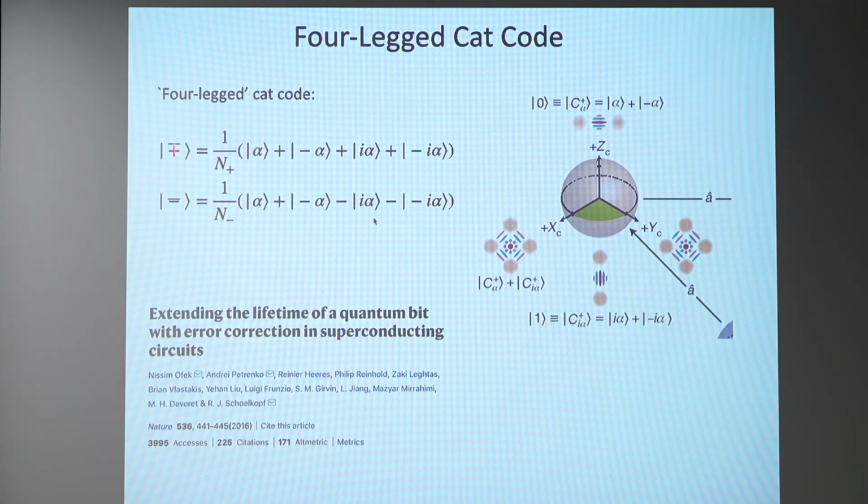Of course I can take a superposition of these, and assuming now N plus is about N minus, I get a 0 and a 1, which are my Schrödinger cats. So 0 is approximately alpha plus minus alpha, and 1 is i alpha plus minus i alpha. If I want to prepare my 0 or my 1, I could do that controlled parity measurement that I just talked about before.